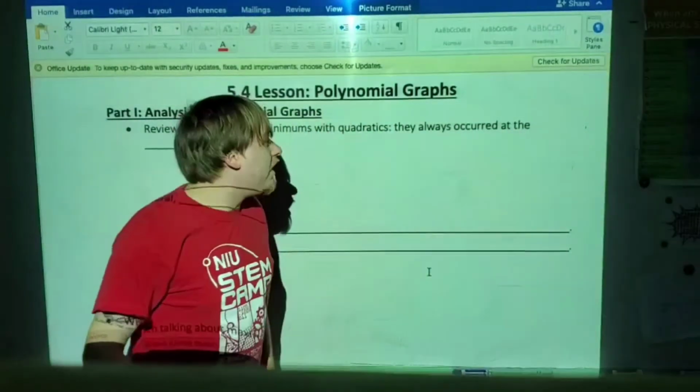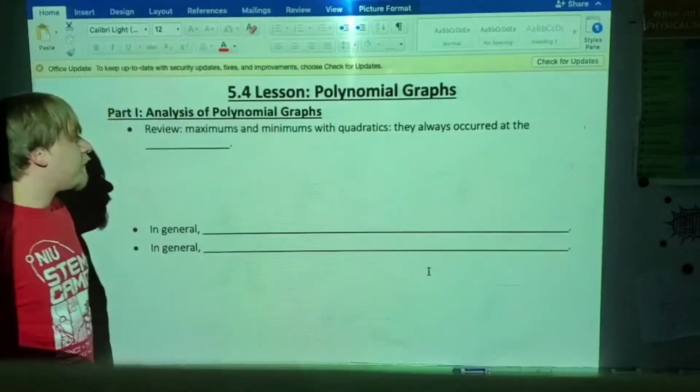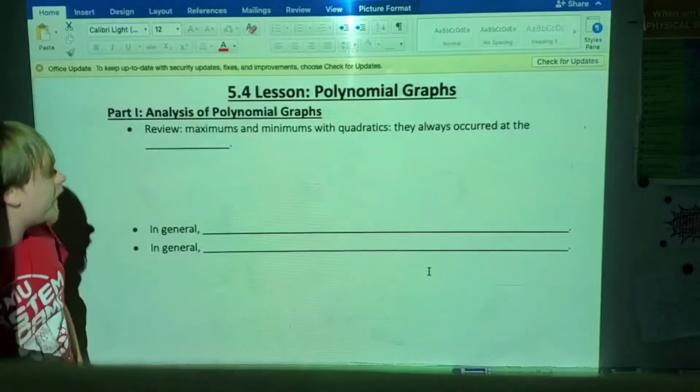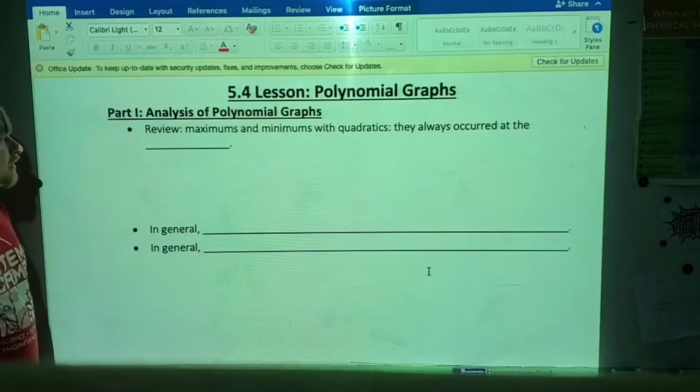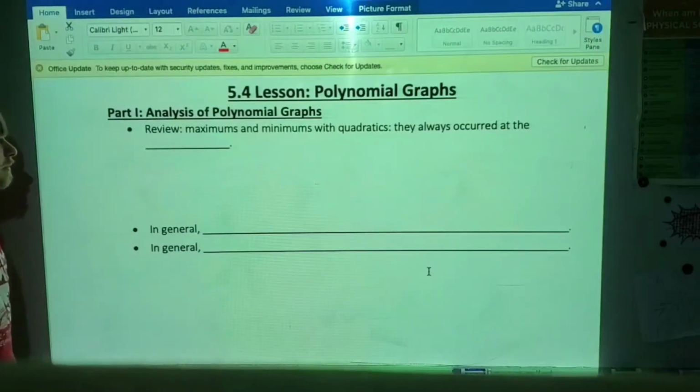Alright, good morning everybody. So today what we're going to be talking about is polynomial graphs. We started in on this a little bit last time. Now we're going to talk about it a little bit more. Okay, first thing we're going to start off with is something that we have talked about before, maximums and minimums.